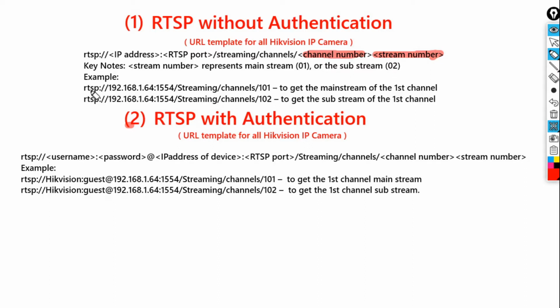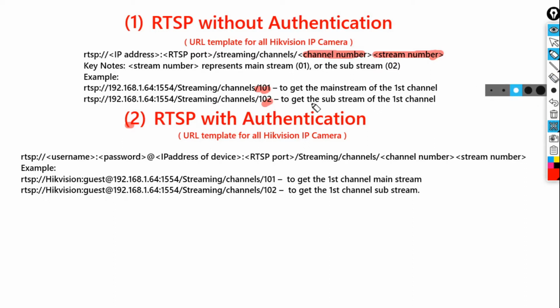For example, you can see here RTSP, then the IP address. This is the local IP address; you can have your public IP address also. Then the RTSP port, by default 554, but in my case I have 1554. Then /streaming/channels, and this one is my camera number or channel number, and 01 is the stream type. So 01 is the main stream, to get the main stream of the first channel, and for the second one it is the same path, only we change the code to 02. So 02 is the sub stream.